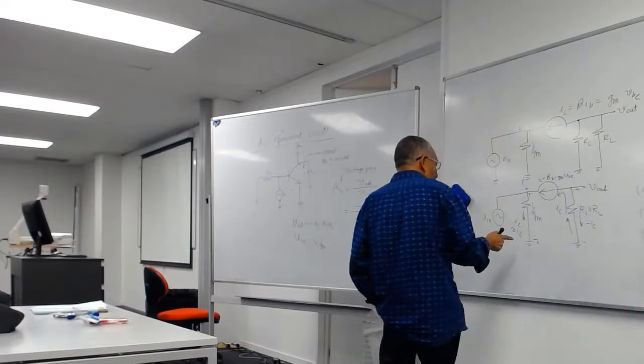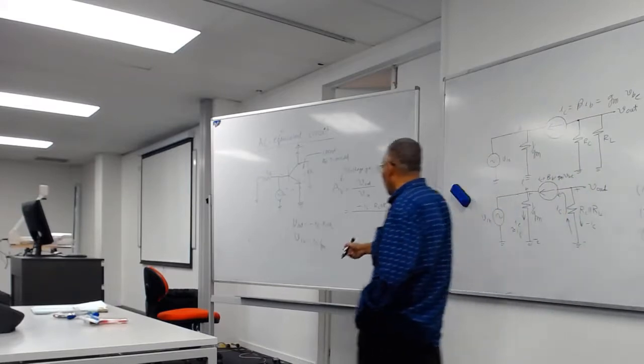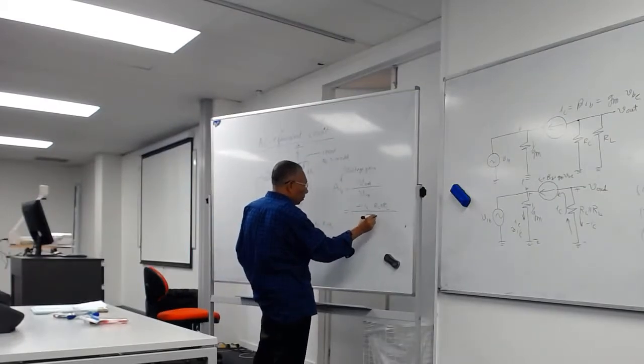So this is your IC into 1 upon GM, IC upon GM. So in the bottom you write your V in, which is IC into 1 upon GM.